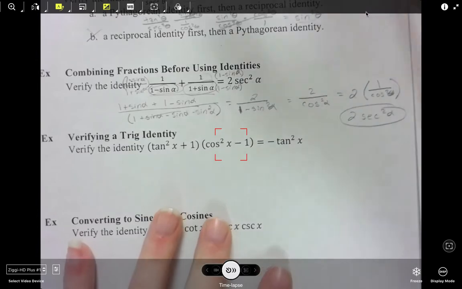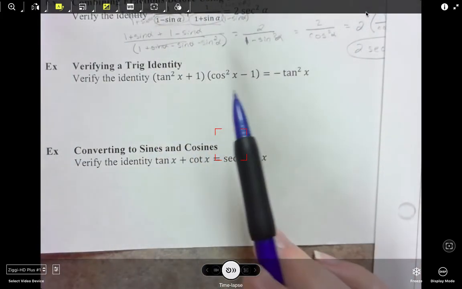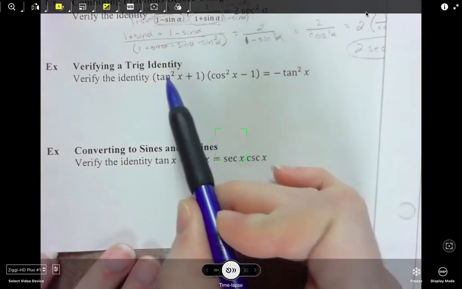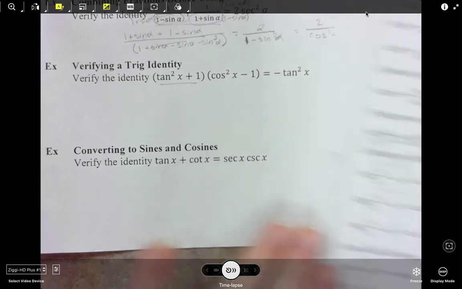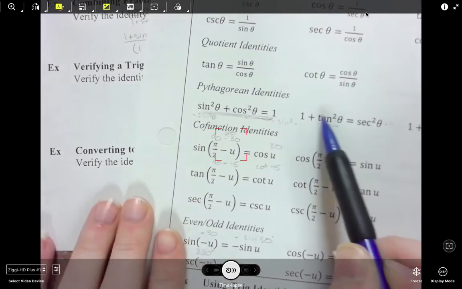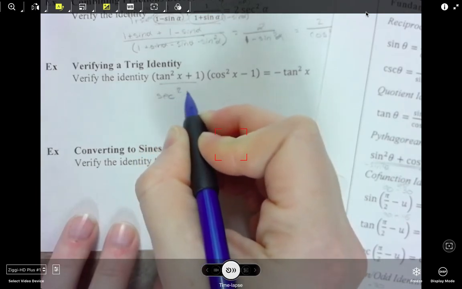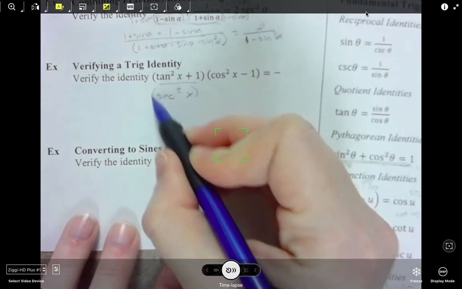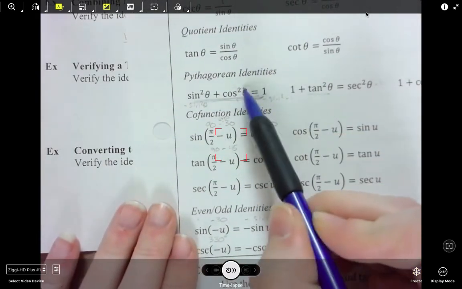Next one. Verifying a trig identity. So what we're going to do for this one is, let's see, tangent squared x plus 1. That might be a Pythagorean identity. Yep, it is. Tangent squared x plus 1 is secant squared. So I'm going to write secant squared x in its place. Okay. Cosine squared minus 1. Let's see. Cosine squared minus 1.